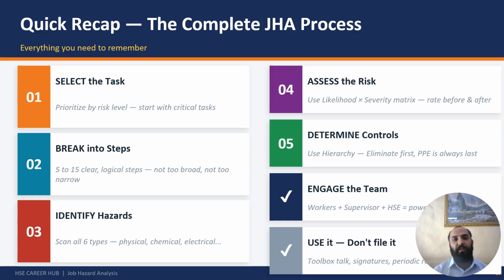Step 5 is determine controls. Use the hierarchy: eliminate first, substitute second, engineering third, warning signs, administrative, and PPE is the last. Always use the highest level of control that is practically achievable. And then two more things that are not numbered steps but are equally important: engage your team, workers, supervisor, management. A JHA done by one person in isolation is not a JHA. It's a guessing game, okay?